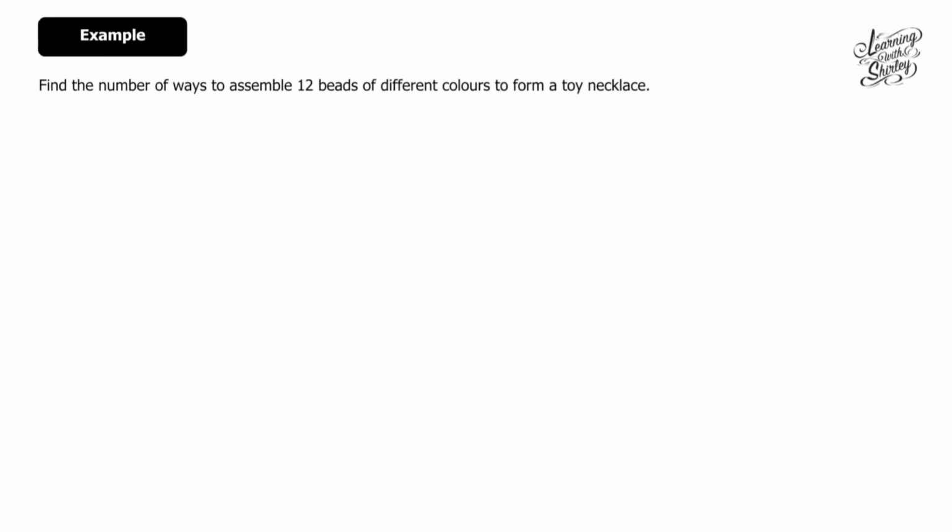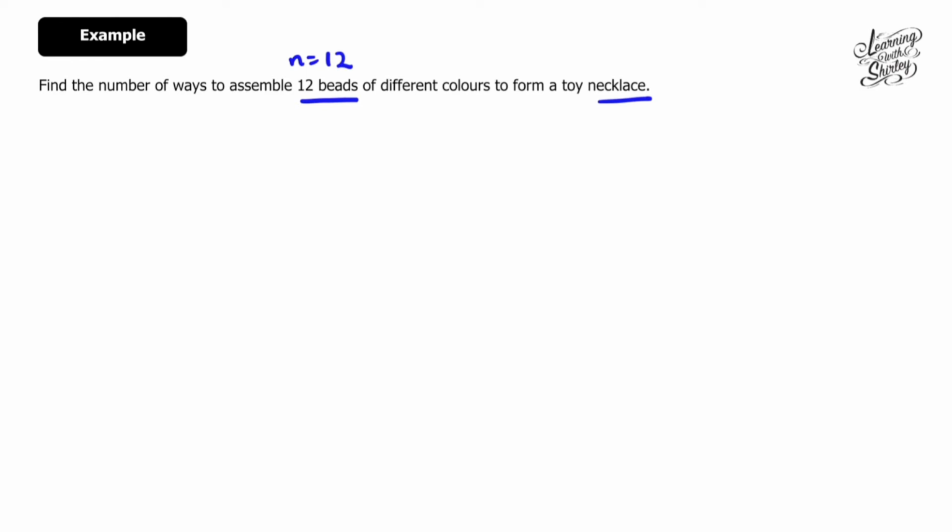Let's look at this example. Find the number of ways to assemble 12 beads of different colors to form a toy necklace. So the keywords here are beads and toy necklace, and n is equal to 12. This question is related to identical objects in a circle because it has beads and a necklace. So these are the two keywords that we have to find in the question.